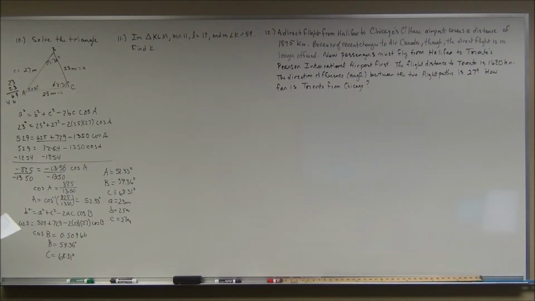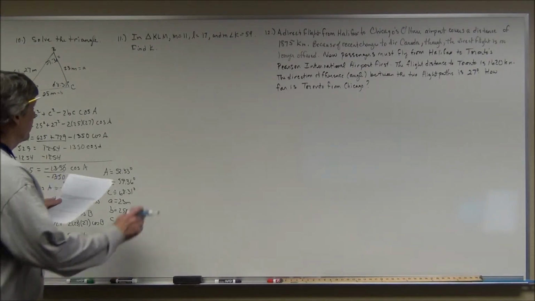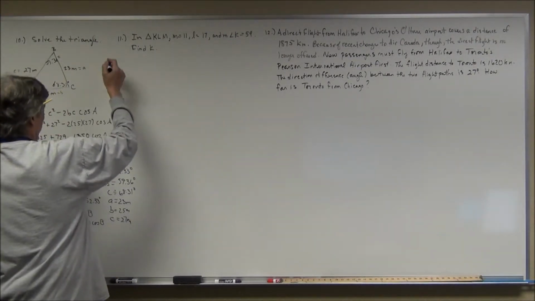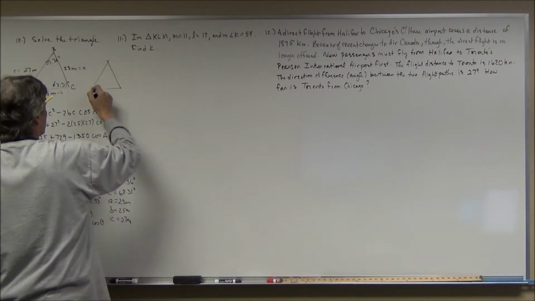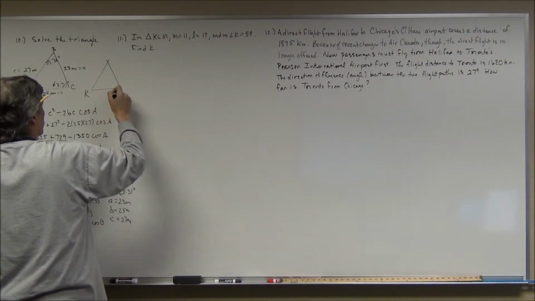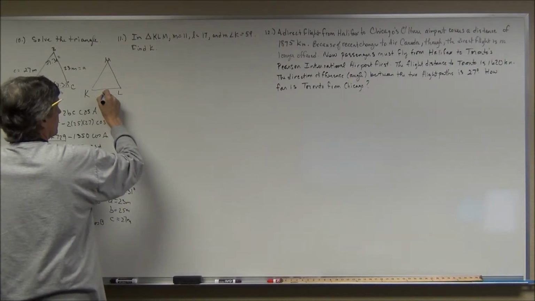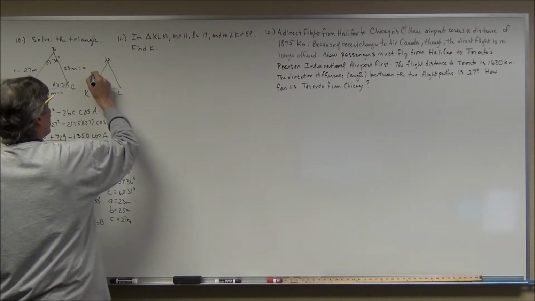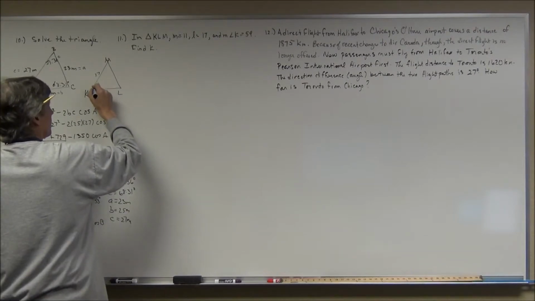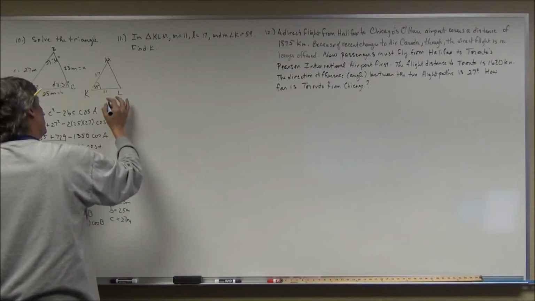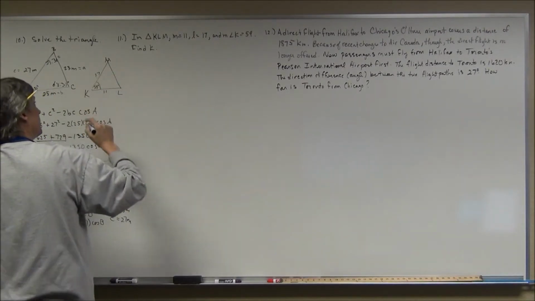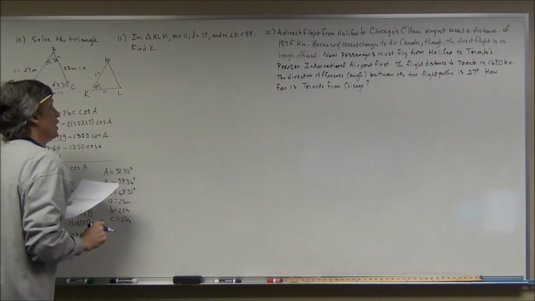All right, now, for problem number 11, this one's a much shorter problem in that they want you to find K. Now, again, it will help you if you draw a triangle KLM, and they give you M is 11, they give you L is 17, and they give you this angle here is 59 degrees. Side, angle, side. Side, angle, side, law of cosines.